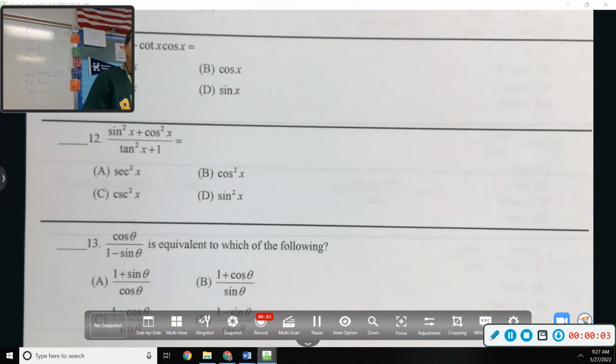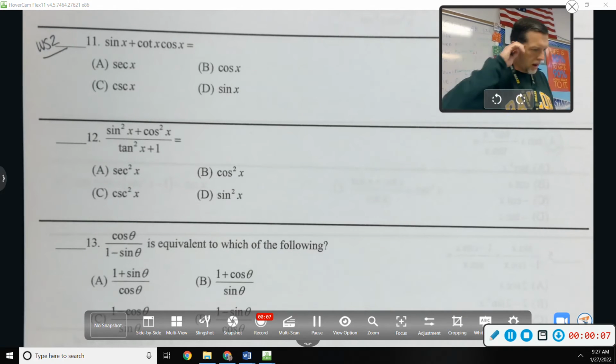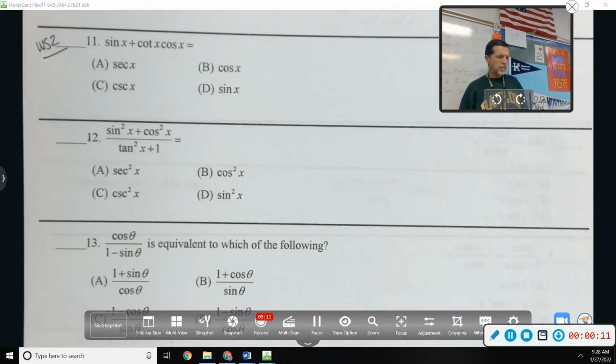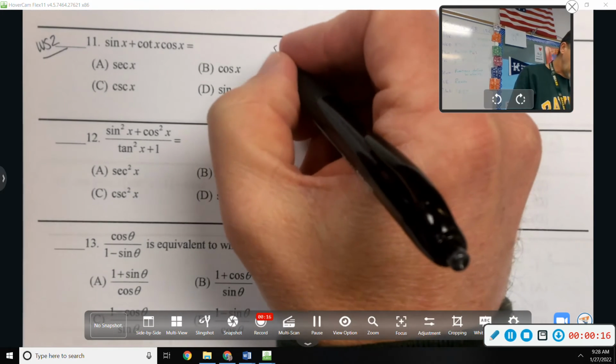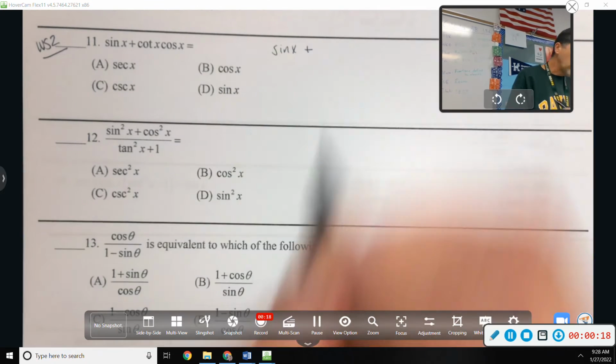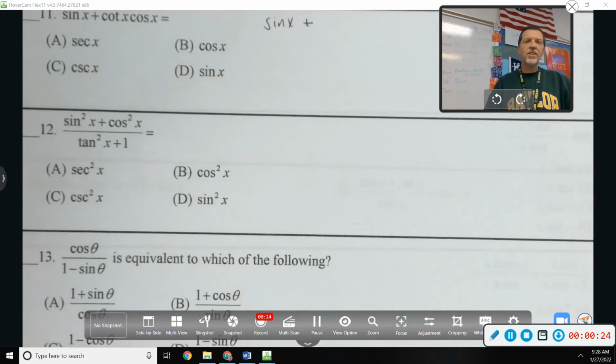So this is worksheet 2, number 11. Sine x plus cotangent x cosine x equals something. Did you try something on this one? No, I didn't know how to do it. Just stuck. Any ideas on what we could try first?